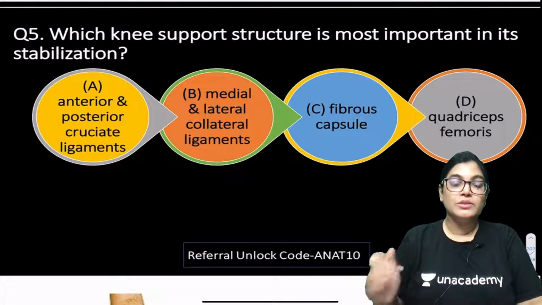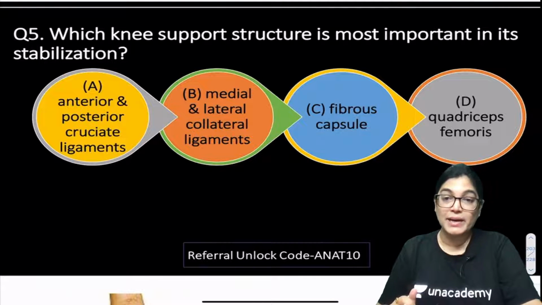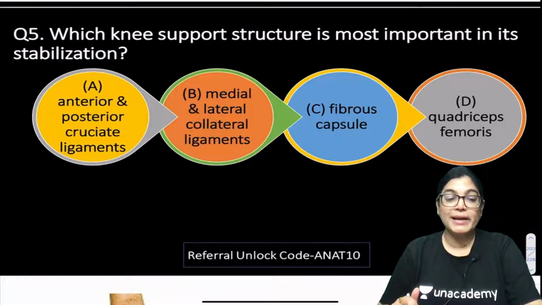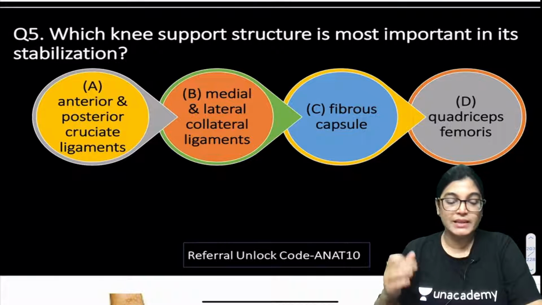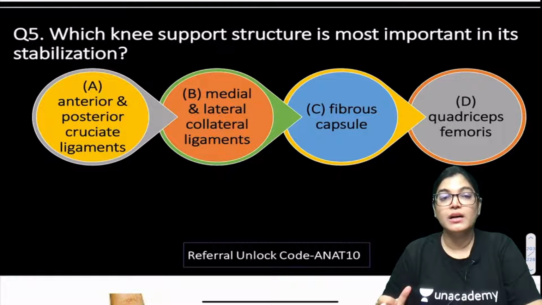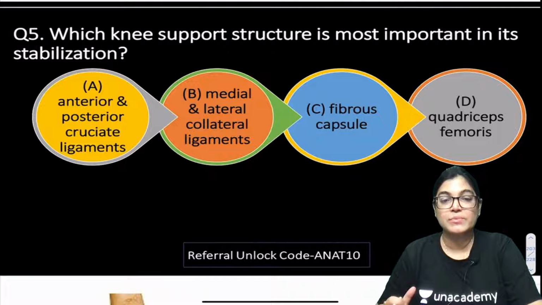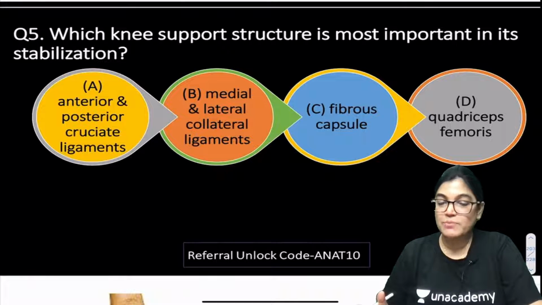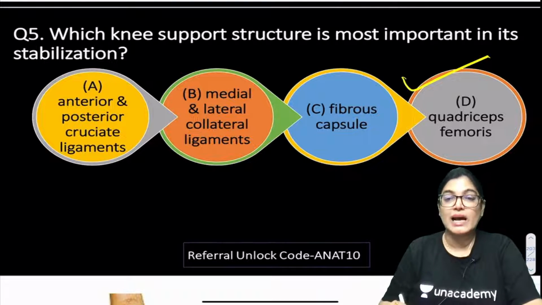I know there must be confusion among the students about the anterior and posterior cruciate ligaments. They are very important for maintaining the integrity and antero-posterior stability of the knee joint, connecting the lower end of the femur and the upper end of the tibia. Similarly, on the medial and lateral aspects we have the medial and lateral collateral ligaments. And the fibrous capsule is one of the strongest ligaments, also a primary ligament giving support. But the correct answer is D, quadriceps femoris.